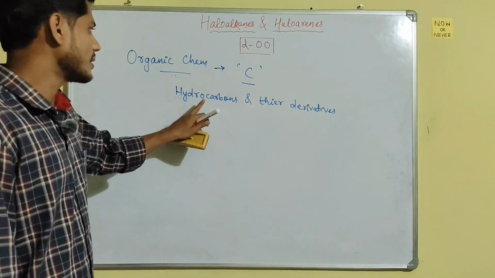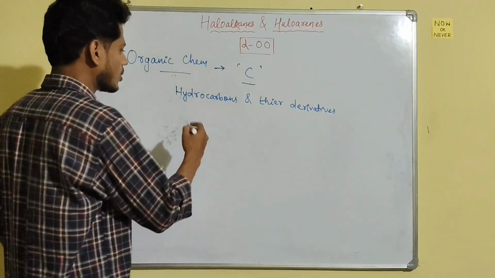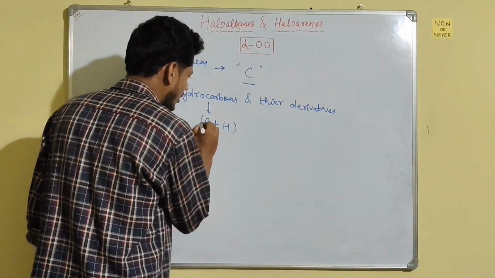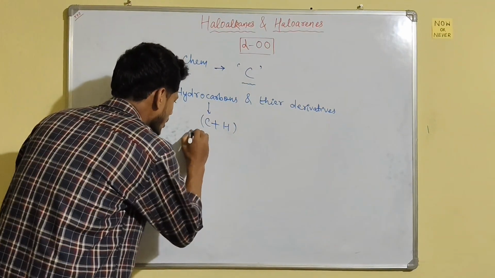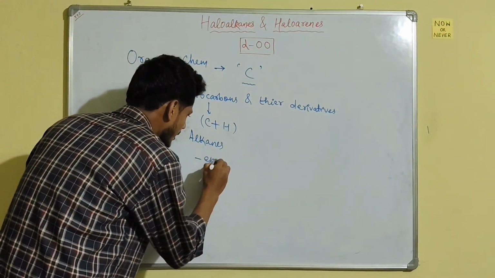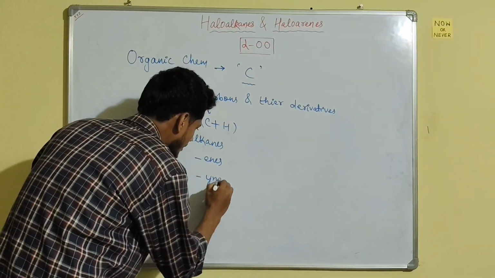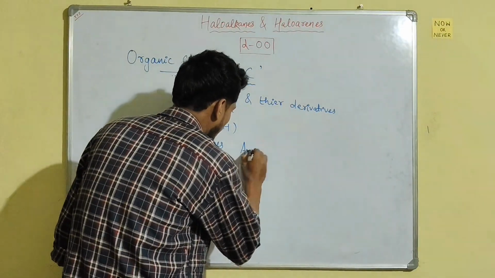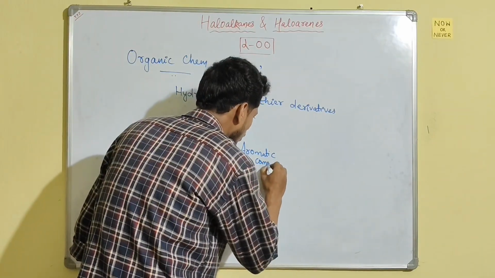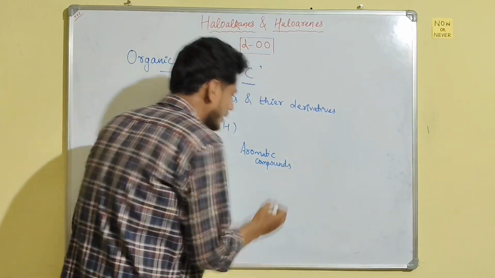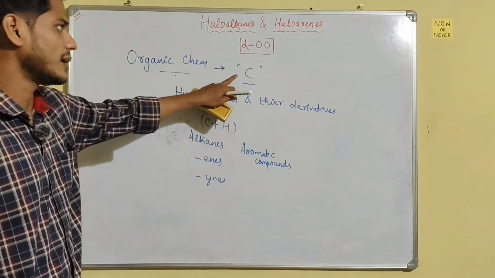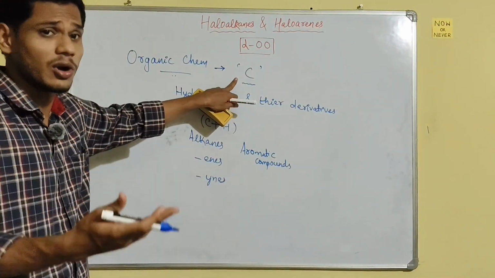We have already learned in 11th class what hydrocarbons are. Hydrocarbons are the compounds which contain carbon and hydrogen. We have studied alkanes, alkenes, alkynes and also aromatic compounds, that is benzene. These are the 4 types of compounds which we have studied in class 11th. Organic chemistry is the study of different compounds of carbon.